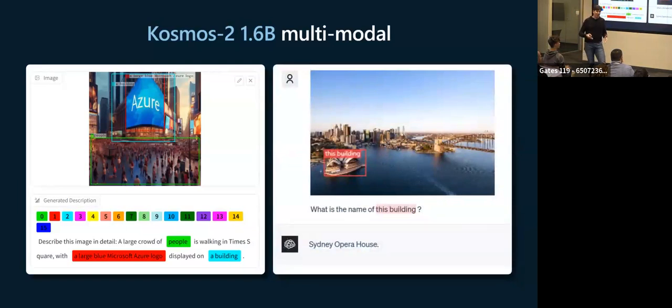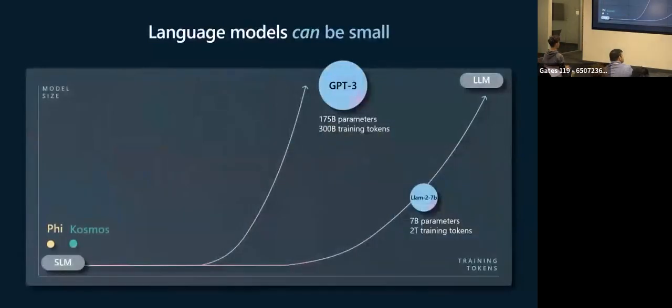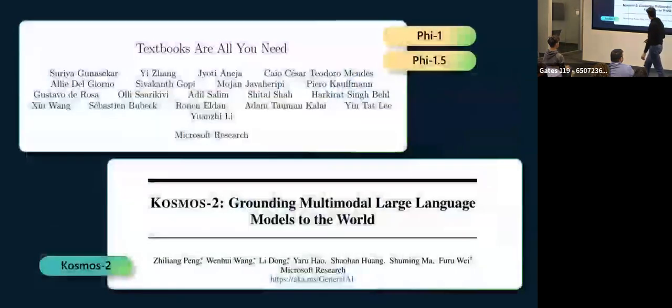So this is really showing, I think, very graphically, in this case, that yes, with high quality data, you can get great reasoning into a small model. So large language models can be small.